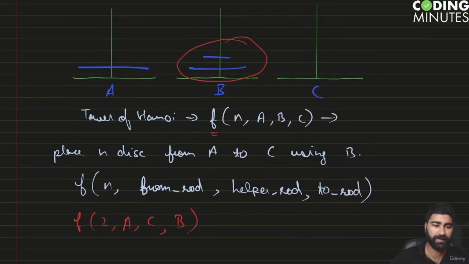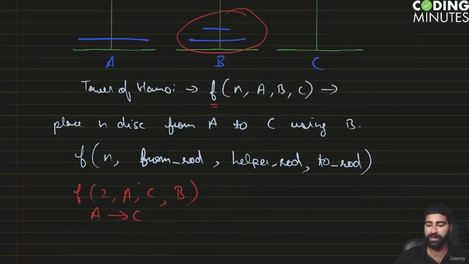Okay. So let me just write it over here. If I'm able to place these two disks on B by using C from A, then what I'll simply do is I'll make a move. What is the move that I'm making? I'm saying now make this move, which is A to C, right?